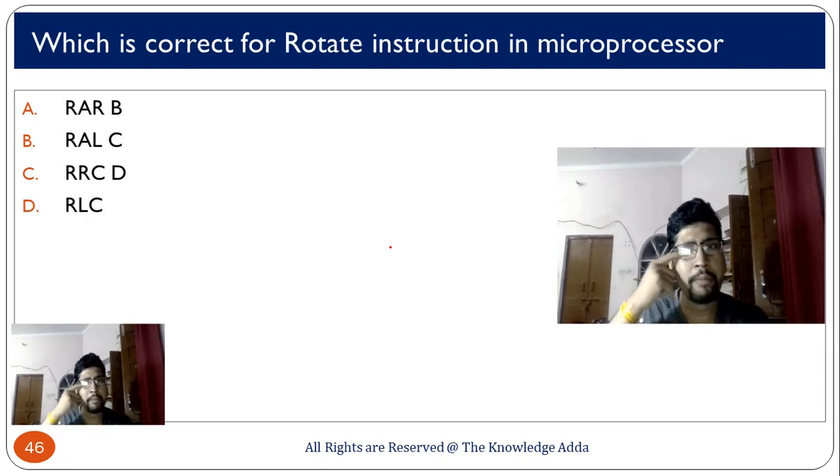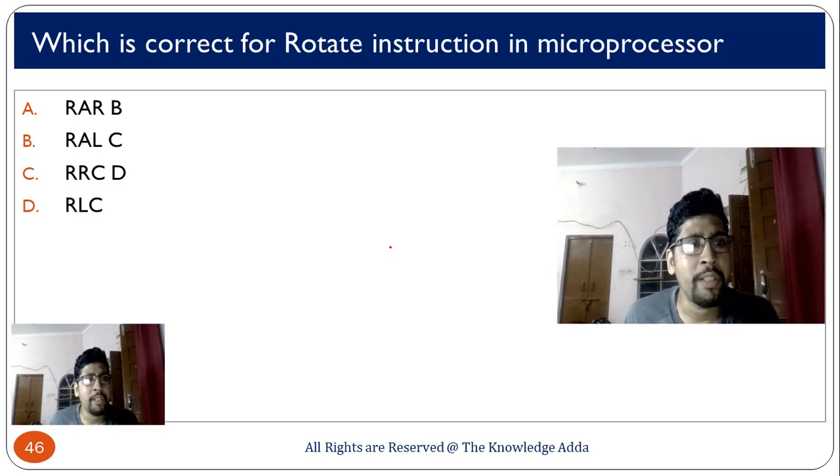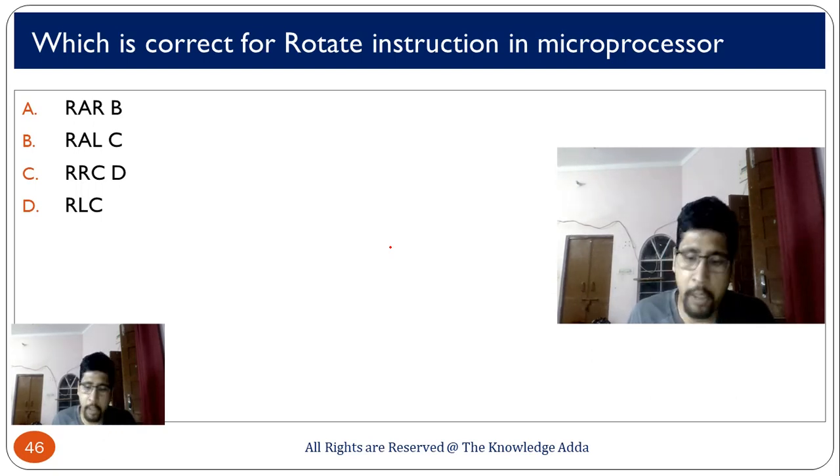Now which is correct for the rotate instruction? By default rotate works on the accumulator, so there is no need to mention any register with the rotate instruction. So here A, B, C are incorrect syntax, because here we have already mentioned a register, that is not a standard format, because it by default works on the accumulator. So here D option is the correct option, because you have not mentioned any register with this instruction. So by default it will work on the accumulator.